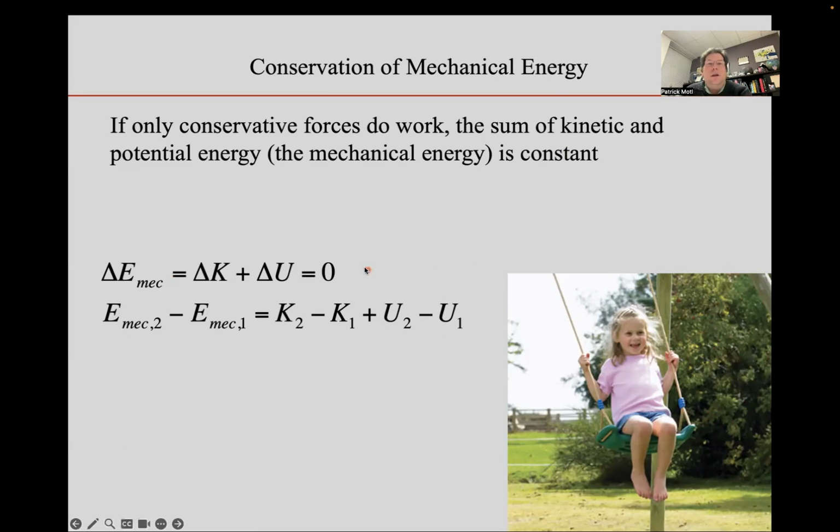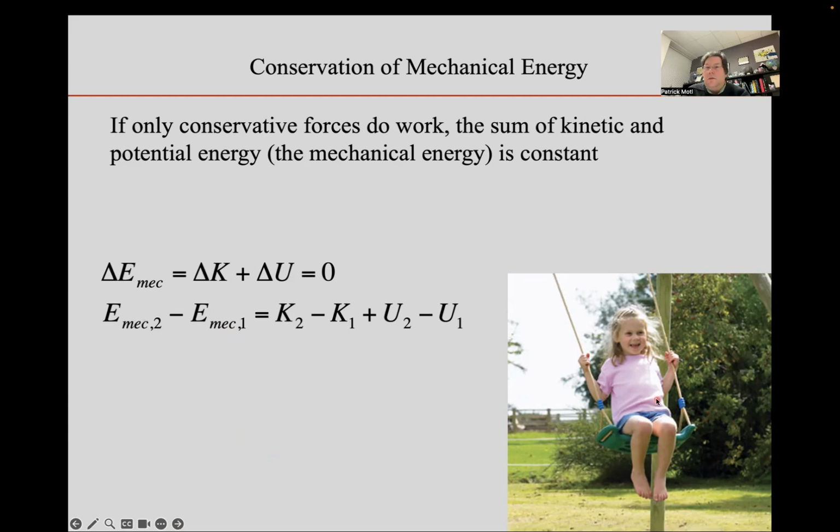And if there is no work done by friction, that's all that can ever happen. I'm just going to swing back and forth, back and forth, back and forth forever. Then just expanding out, change in a variable means final minus initial. So mechanical energy of the final minus mechanical energy of the initial is kinetic energy difference plus potential energy difference.